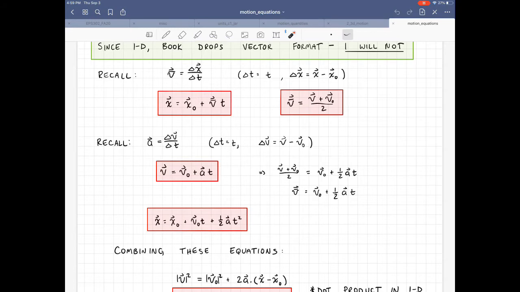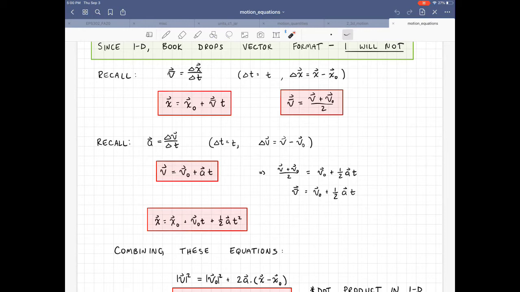Now, if we add v naught to both sides, this would become 2v naught on one side, and this would be v naught plus v. And then we divide both sides by 2. Then I get v plus v naught over 2 equals v naught plus 1/2 at. The reason I did that was to show that this is actually the average velocity. And so the average velocity is equal to v naught plus 1/2 at.